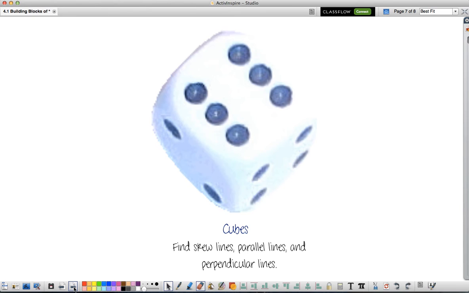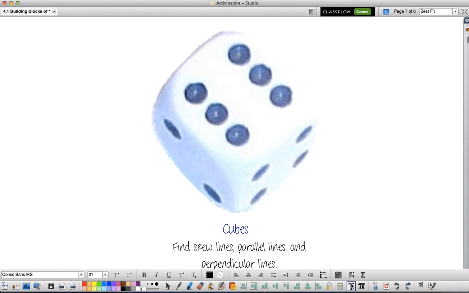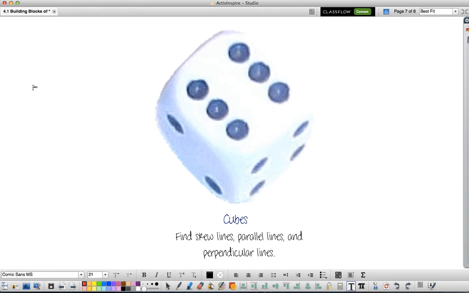All right, so you have this picture of a number cube, and we are going to find skew lines, parallel lines, and perpendicular lines, and we're going to draw them. So my skew lines, and you need to get colored pencils for this, I'm going to write in red. I would use a straight edge or a ruler to make this a little bit easier.